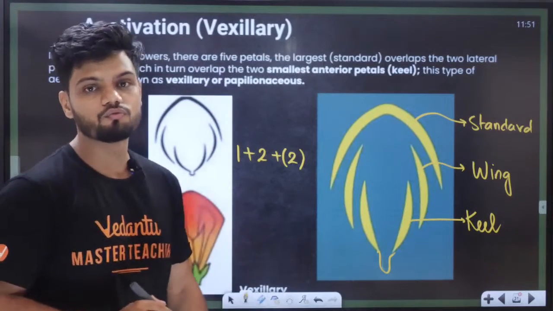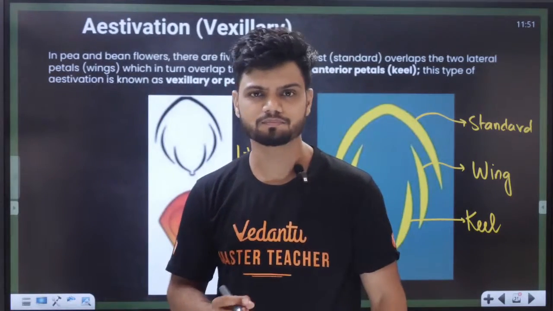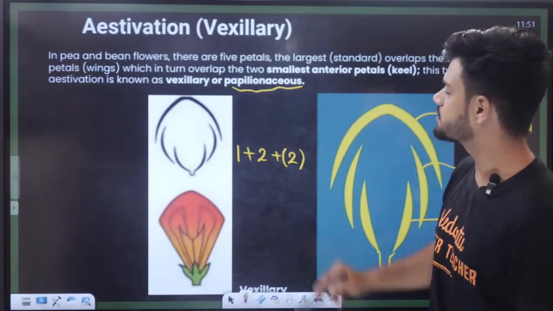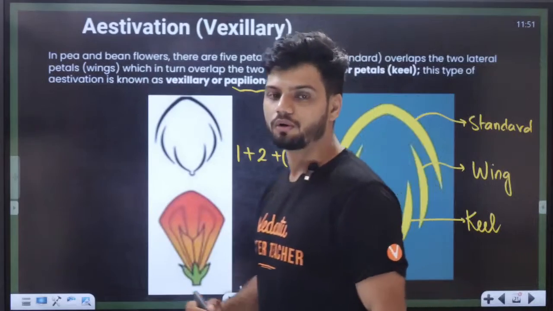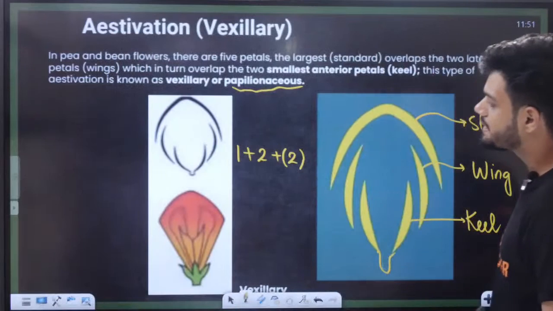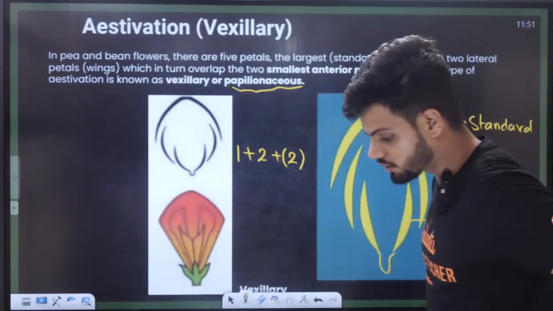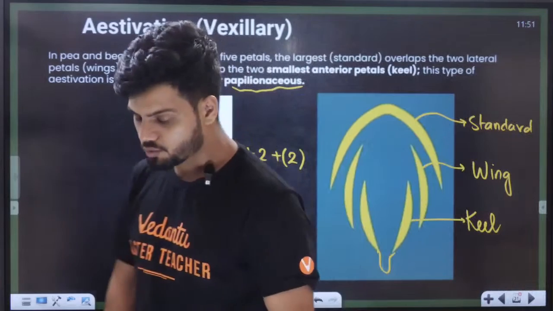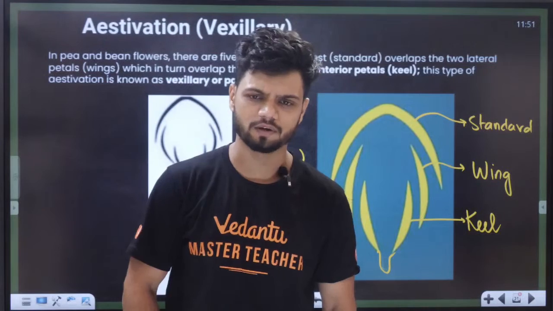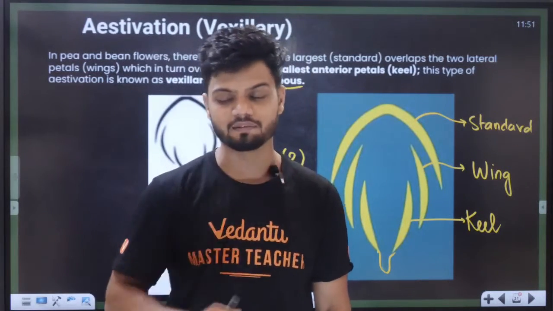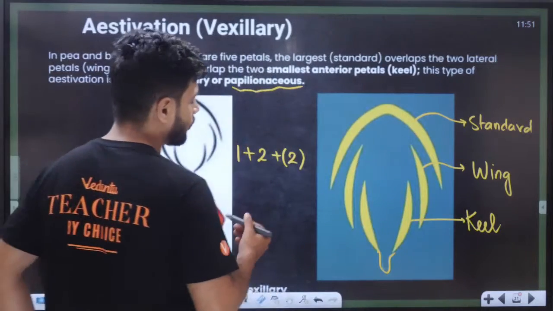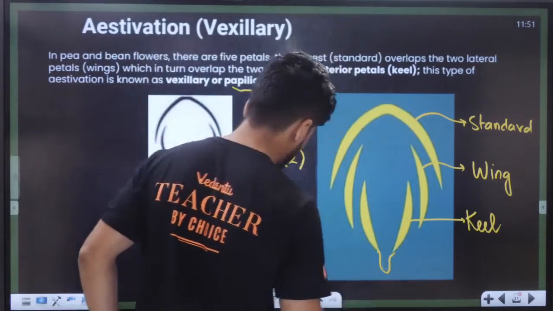This is called your vexillary aestivation, also papilionaceous corolla. Okay, so where do you find it, students? Can anyone tell me the example for this one? I'll give you a small clue. It was one of the examples of zygomorphic also. Same example is given here also. Can anyone tell me now? What is the example of vexillary aestivation? They're also part of zygomorphic.